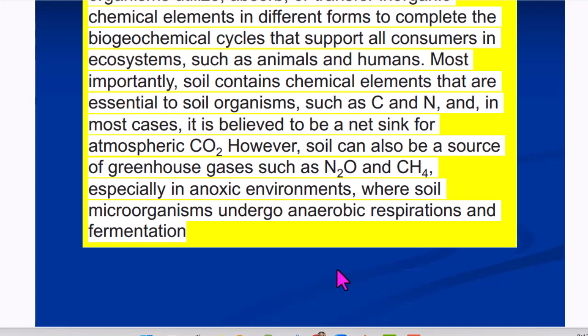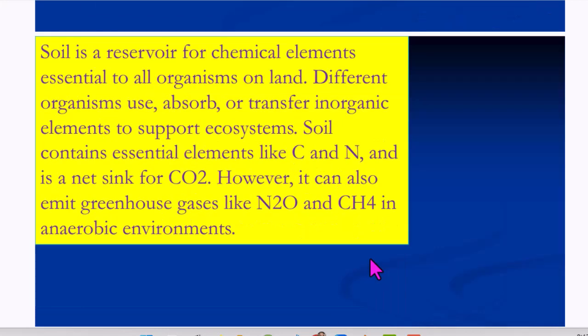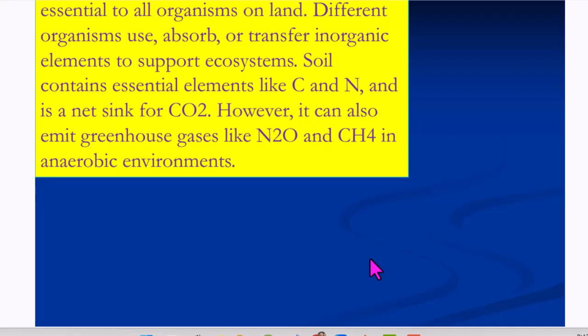However, soil can also be a source of greenhouse gases such as N2O and CH4, especially in an anoxic environment where soil microorganisms undergo anaerobic respiration and fermentation. Soil is a reservoir for chemical elements essential to all organisms on land. Different organisms use, absorb, and transfer inorganic elements to support the ecosystem. Soil contains essential elements like C and N, carbon and nitrogen, and is a net sink of CO2. However, it can also emit greenhouse gases like N2O or CH4 in an anaerobic environment.